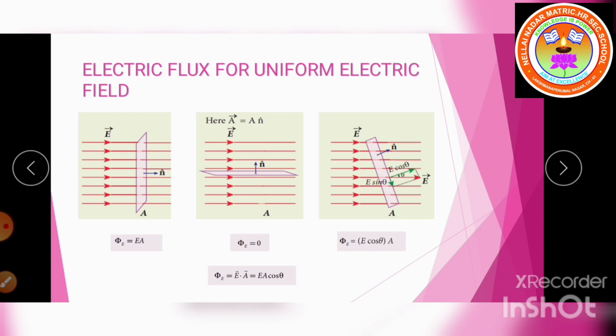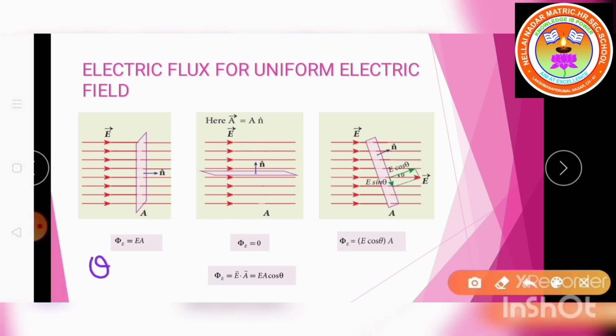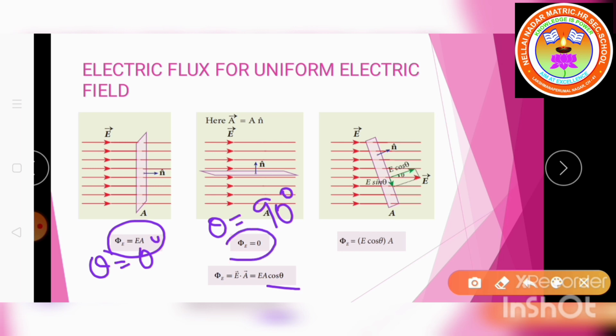Now here, when you consider this, the electric field and the normal are acting in perpendicular directions, so theta is equal to 90 degrees. So here theta is equal to 0 degree and here theta is equal to 90 degree. What is the value of cos 0? 1. So 1 into EA, I get phi is equal to EA. Here theta is 90 degree, and cos 90 degree is 0. So 0 into any value, I will get phi is equal to 0. At any angle, we can write the formula EA cos theta.